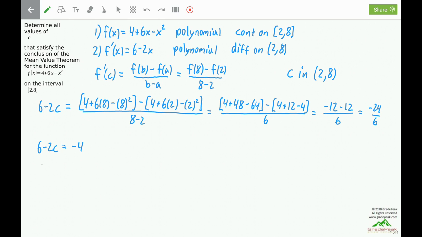Let's subtract 6 from both sides. Negative 2c equals negative 10, and then divide both sides by a negative 2, and that'll give c equals 5. We keep only those c's that are in the interval up here. We're guaranteed at least 1, perhaps more. We ended up with exactly 1. C equals 5 satisfies the conclusion of the mean value theorem.